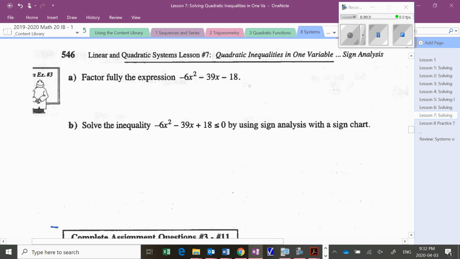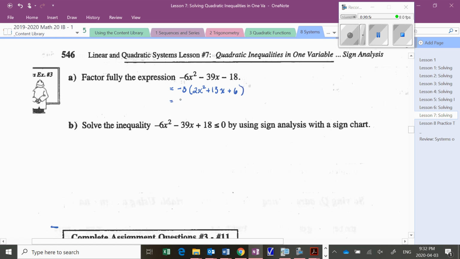So first thing, they want us to solve the inequality -6x squared minus 39x plus 18 less than or equal to 0. So the first thing that you want to do is, of course, to factor so that we know what those factors actually are. First thing, that's going to make life so much easier when it comes to factoring. I can see a common factor of -3, so we'll factor that out. That leaves us with 2x squared plus 13x plus 6.